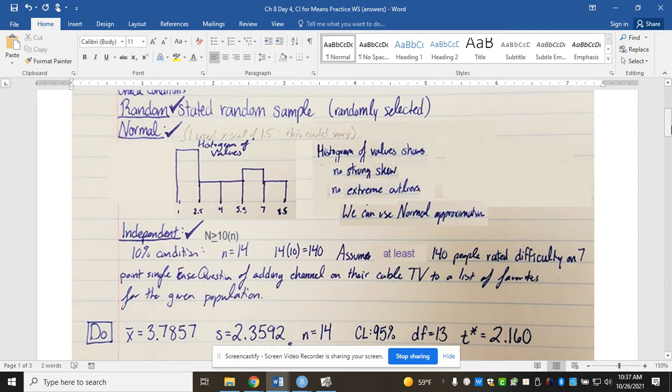So we can use normal approximation. Remember, your histogram of values needs a title, labels, and you need some numbers down here. I wrote all of them out, just showing you which X scale I used.